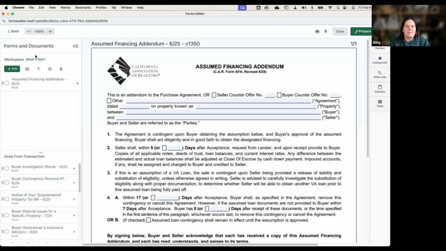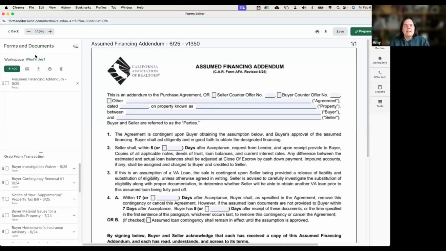So oftentimes that VA eligibility is not reinstated. But if that's the case and it's not going to be reinstated, keep in mind that we need to have that in writing as part of an addendum to the assumed financing addendum. So I would have an AD form referencing the AFA form. Okay, so keep that in mind that this is set up that we're going to reinstate the eligibility if it's a VA loan. If it's not a VA loan, we don't have to worry about number 3.